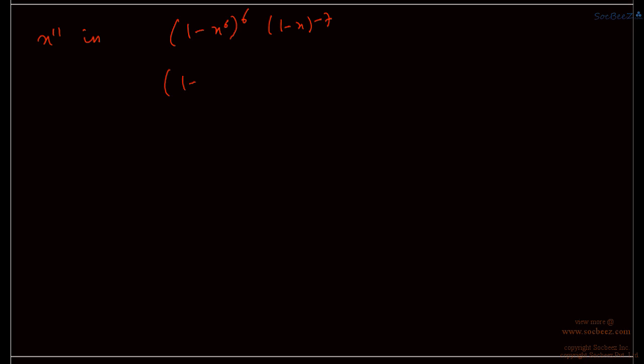So I am concerned with x power 11 in this whole thing, right? Now if I expand the first part, I have 1 minus 6c1, that is 6, x power 6, plus 6c2 x power 12, right? Now I just need x power 11. So actually, I don't even need to expand it beyond the first term. So the second term here should give x power 6, that into 1 minus x power minus 7. Right? So for the first term, I have 1 here, and this one will be given by 7 plus 11 minus 1 C.